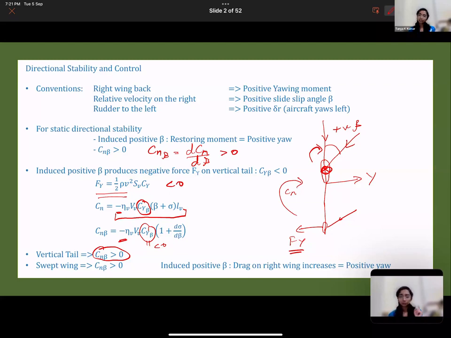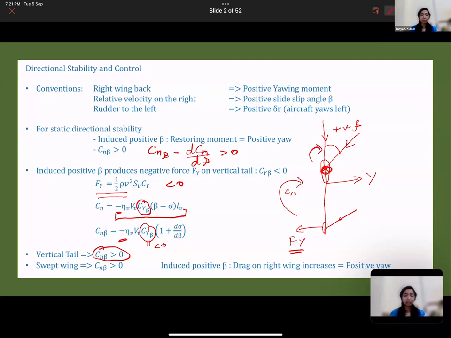Okay. So it's analogous to your longitudinal case. In the longitudinal case, like Sandra said, dCm by d alpha should be less than 0. In the directional stability case, dCn by d beta should be greater than 0. So the structure on your aircraft that contributes towards this stability is the vertical tail. Vertical tail we just saw: positive beta produces negative force, produces positive Cn. Hence, Cn beta is positive.